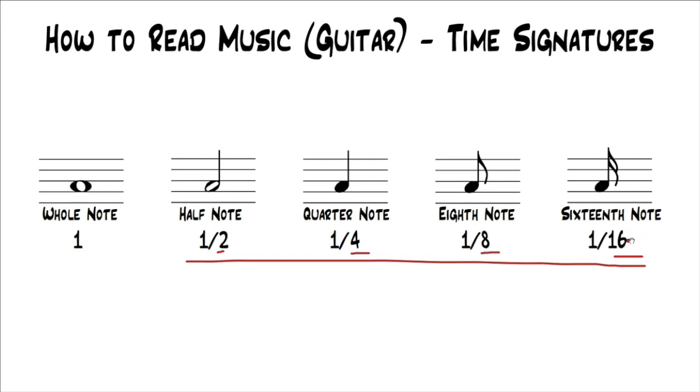It could be 32, 64, because then you're just taking the 16, doubling that, taking the 32, doubling that. But we're not getting into those notes. And it's very unlikely that you'd ever see that. The most common ones you'll see will be 2, 4, or 8.